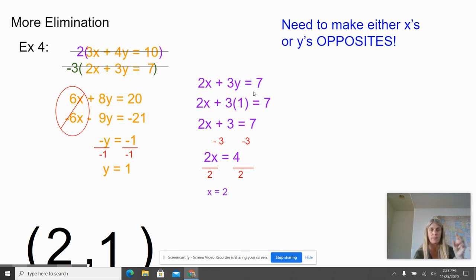So we have 6 plus 4 equals 10. That's true. And we have 2 plus 3, 2 times 2 is 4, 4 plus 3 equals 7. And yes, both of them do need to be true in order to know that you got the correct solution. Once again, this is the ordered pair where these two lines intersect.